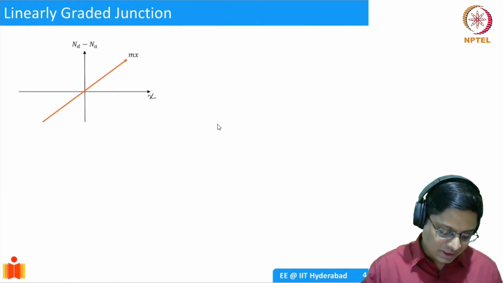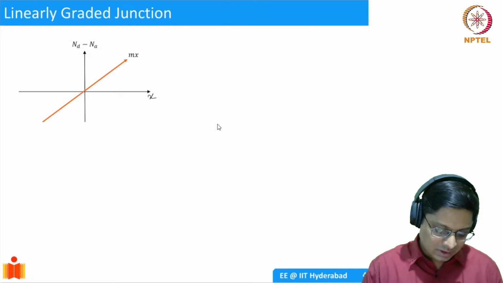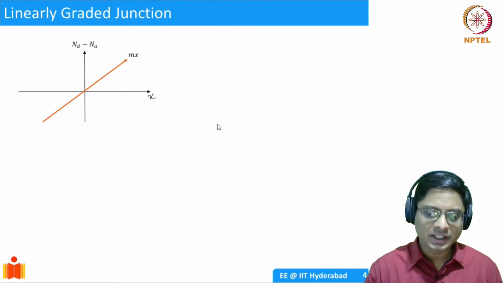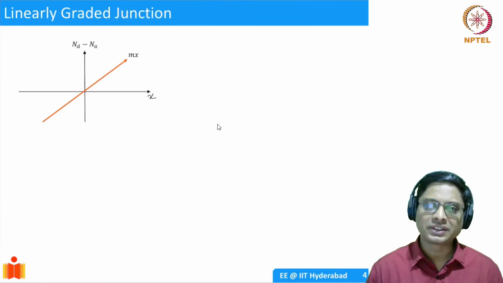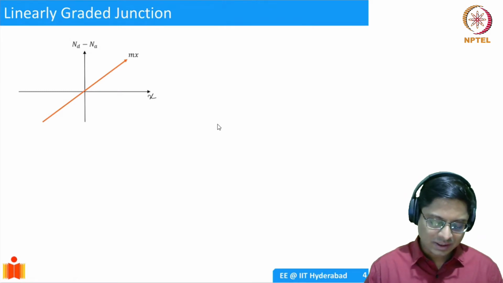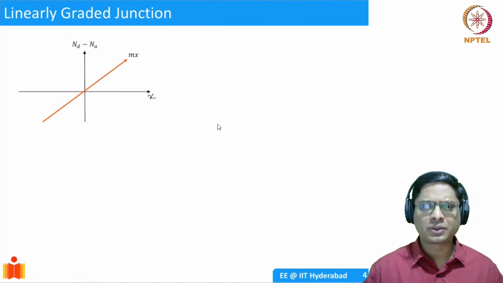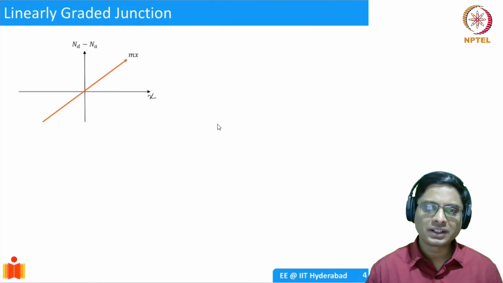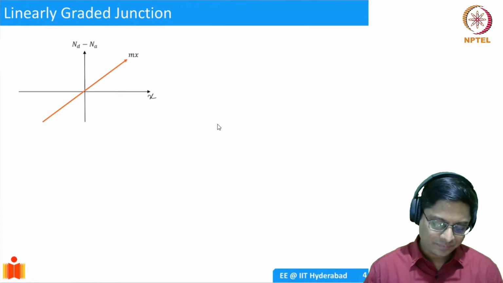So this is depicted here. What is it? A linearly graded junction. The doping is linearly graded. So what will happen? How do we analyze this? How is the space charge region in this case? What will happen? Please think about that. In the previous case, it was straightforward uniform doping and then there was diffusion, right? What would happen in this case?